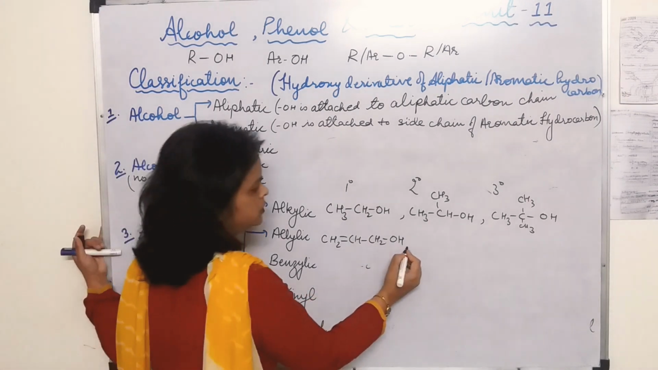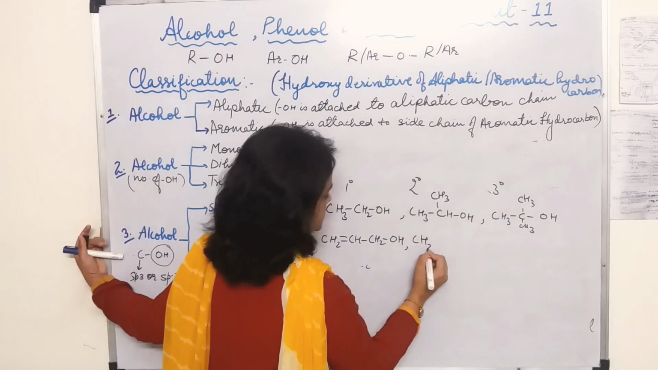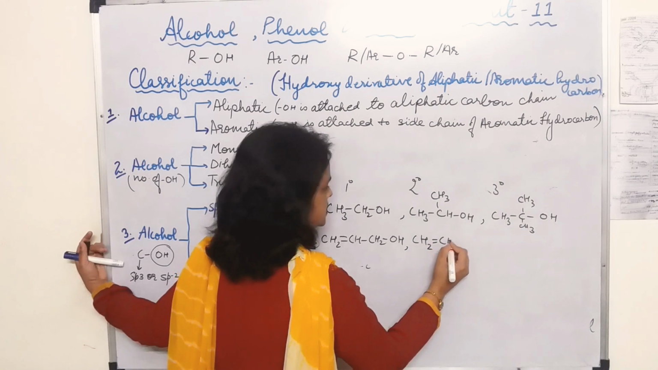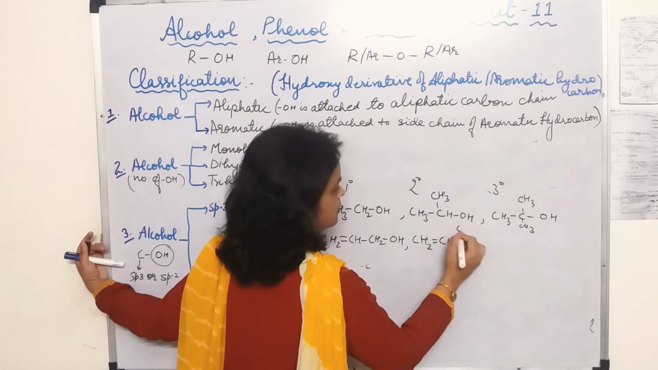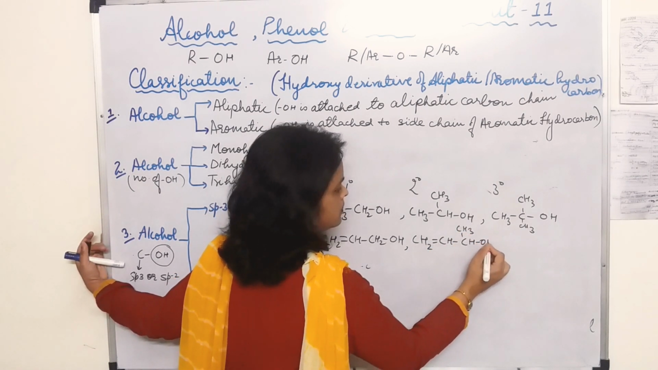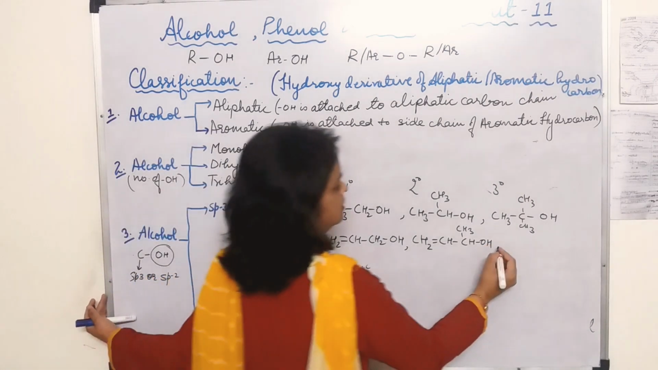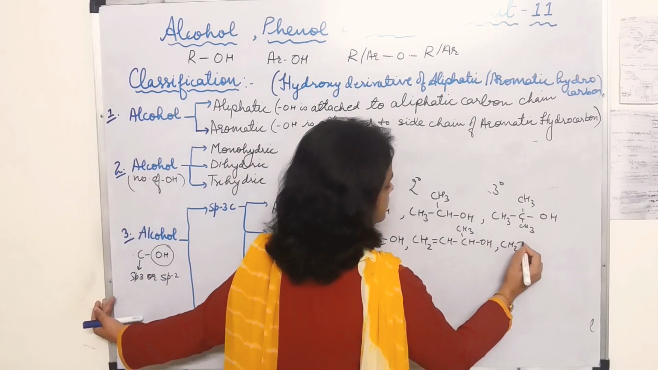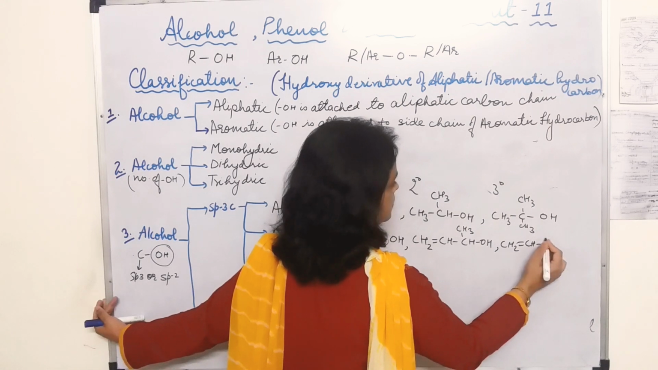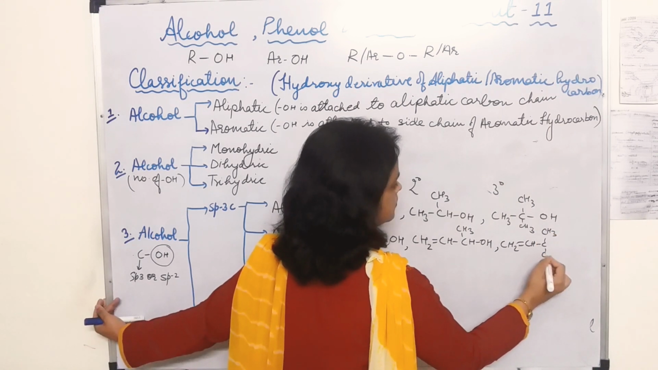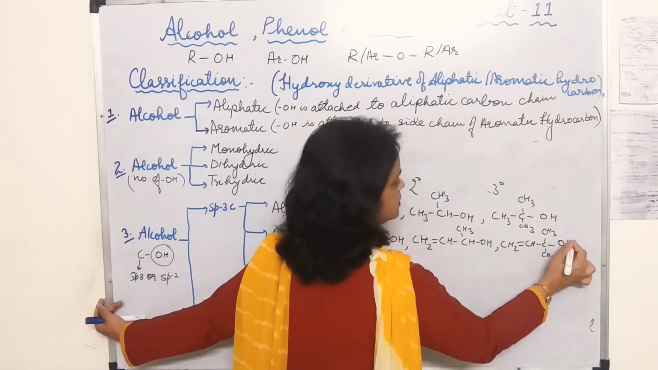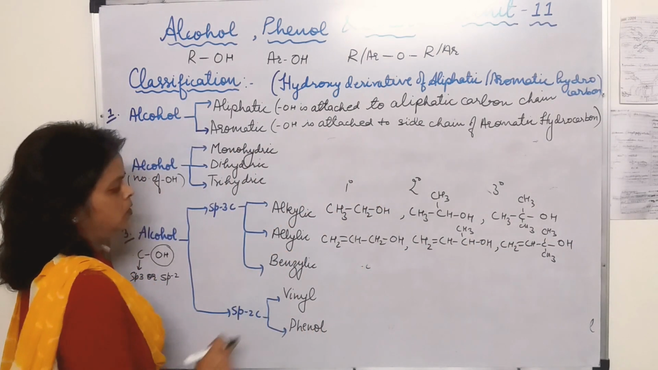Let's write the structure for 2 degree. CH2 double bond CH. Okay, this is 2 degree alcohol. This is 3 degree allylic alcohol.